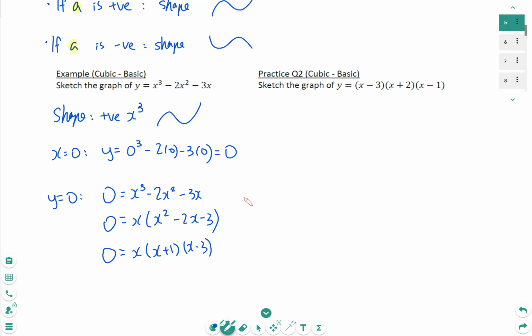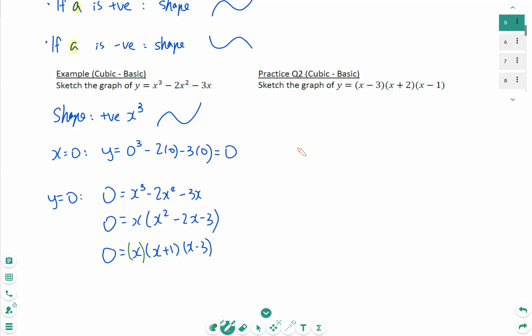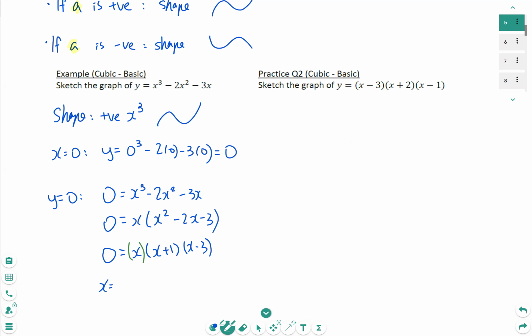Okay, so therefore, we've got 3 brackets equals 0. So imagine there's a hidden bracket in here. So we've got 3 roots. So the roots are x equals 0, x equals minus 1, or x equals 3.